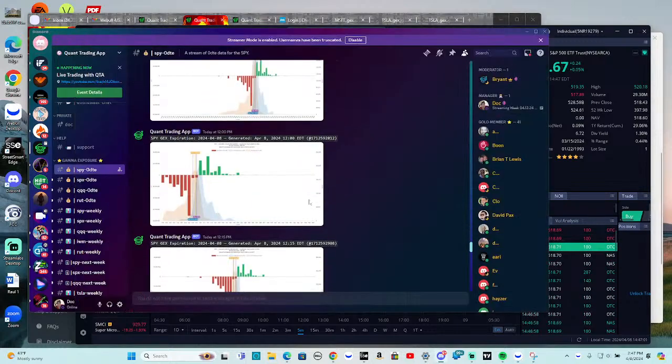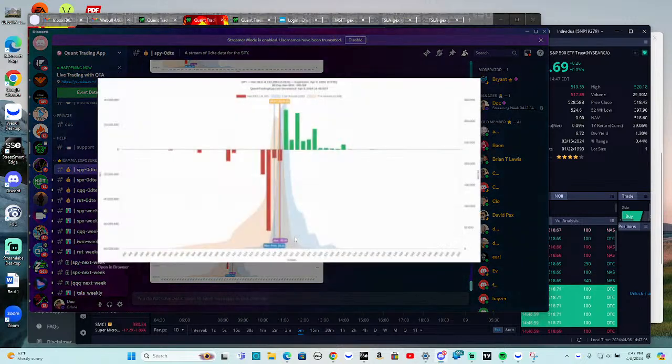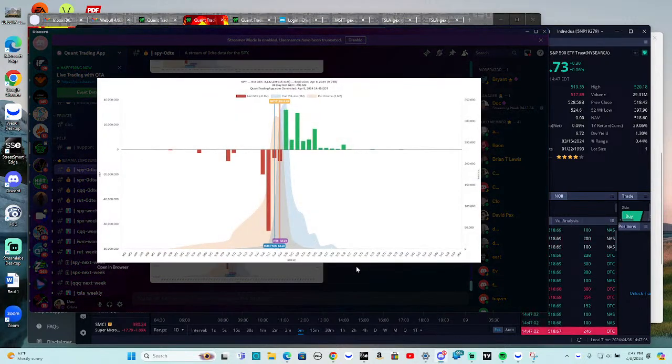Let's look at this live. Let's stop looking back. Let's look at it live. Let's play this live. F it, we'll do it live. So, high liquidity right here at 519. Not the highest GEX. The highest GEX is down at 517. We have max pain as support at 518.